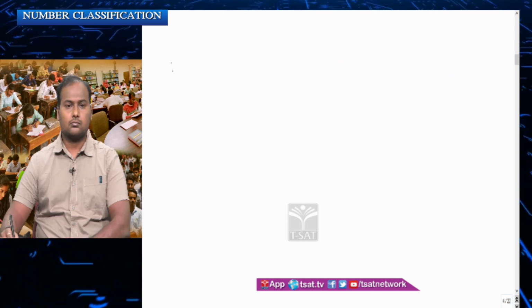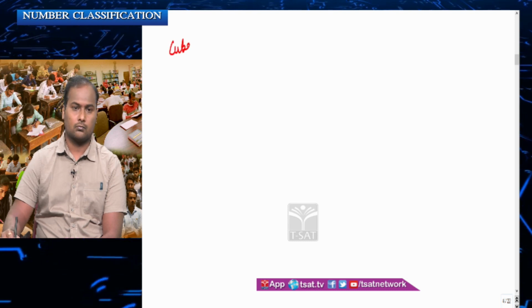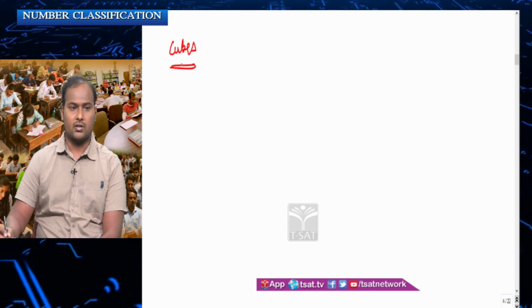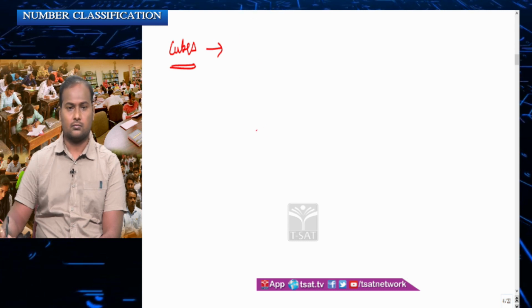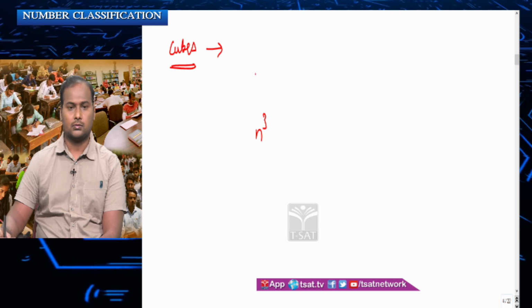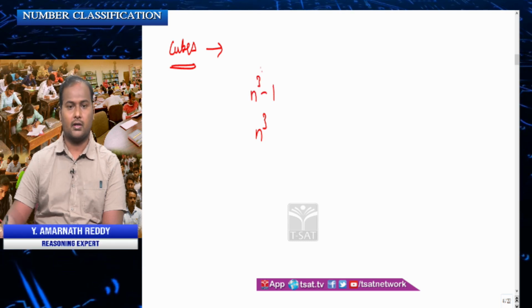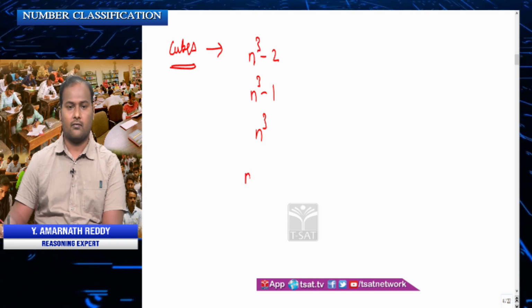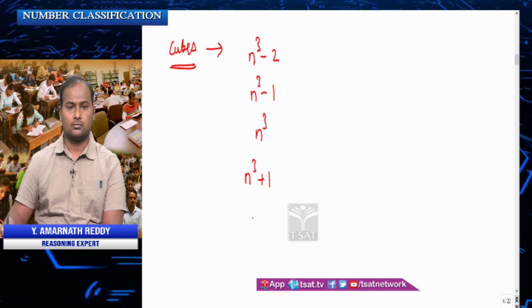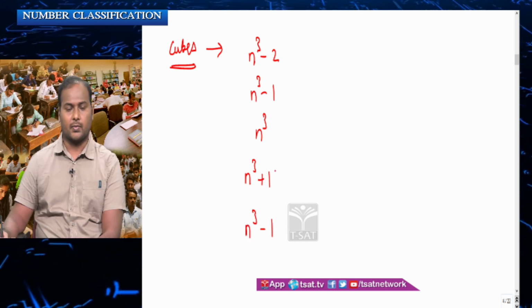Next one. The next thing the student should know is cubes. These cubes are very, very important. In these cubes, we can expect n cube. Here also the format is the same. The format of n cube minus 1, the format of n cube minus 2. In the same way, n cube plus 1 format also we can expect.